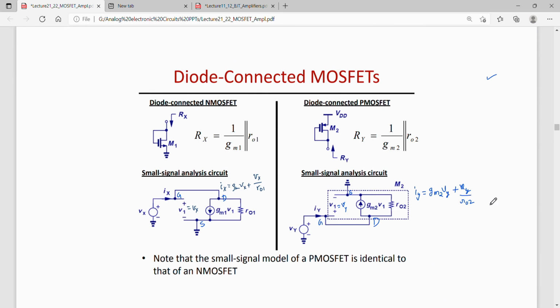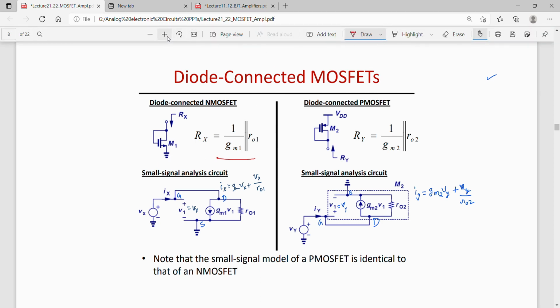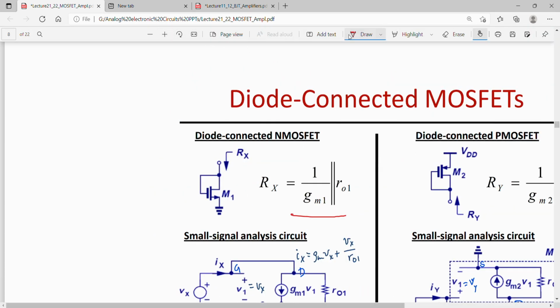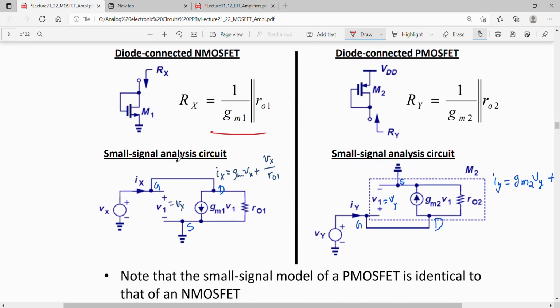Now let us talk about this slide. This would be my last slide for the day. In the diode connected MOSFET, we said that the impedance looking into the drain is 1 by gm1 parallel to ro1. To justify this, one can again draw the small signal circuit. So draw the small signal model circuit of this connection.